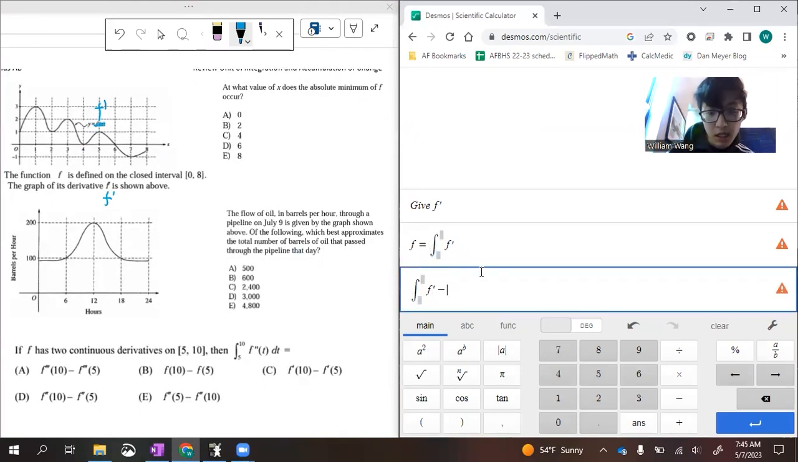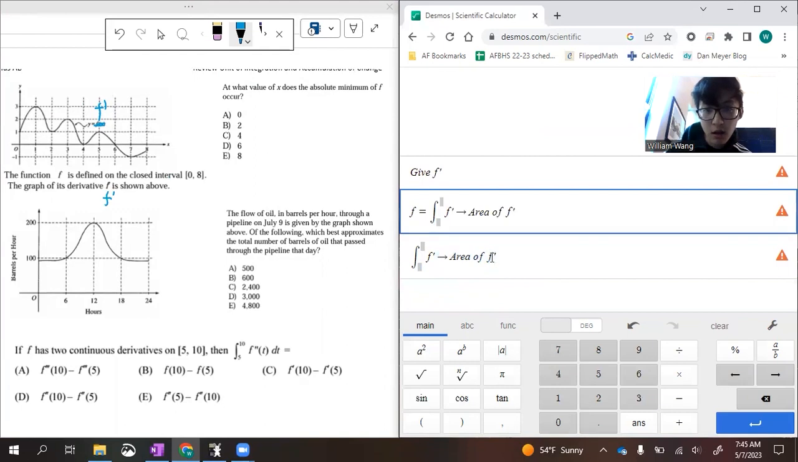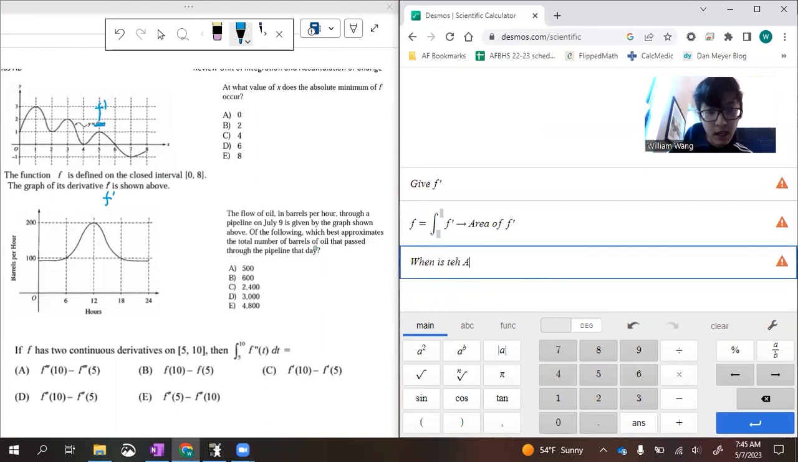And what does this mean? Well, how do I find the minimum using my graph of f prime? Well, I'm going to be looking at the integral of it, which means I'm looking at the area of f prime. And I'm looking for when the area, so I'll actually write that here. When is the area of f prime at an absolute minimum, right? Well, let's think about that.